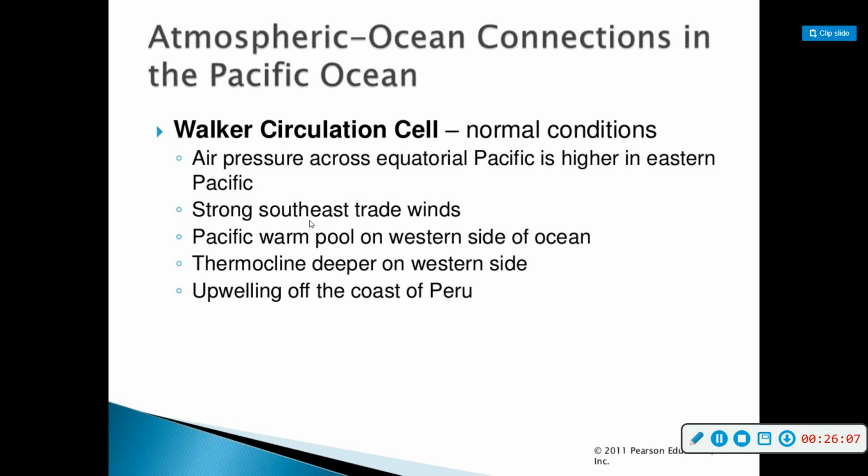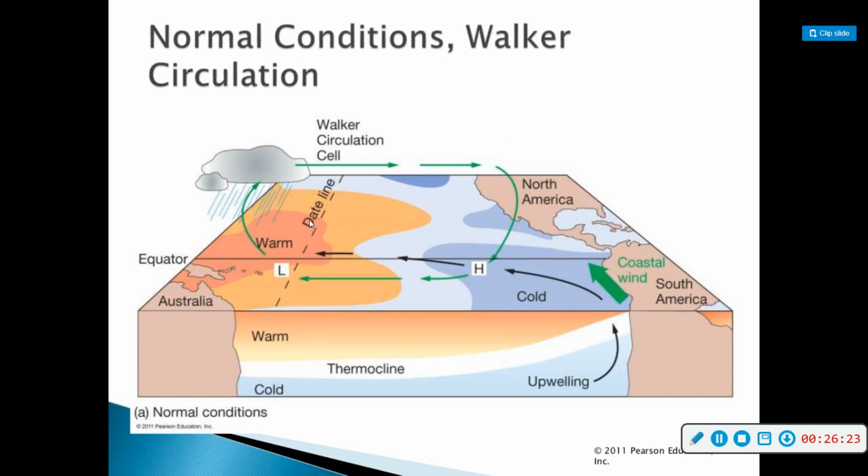Normal conditions: air pressure across the equatorial Pacific is higher in the eastern Pacific. You have strong southeast trade winds. You have the Pacific warm pool on the western side of the ocean, the thermocline deeper on the western side, and upwelling off the coast of Peru. That shows you what the Walker cell looks like.